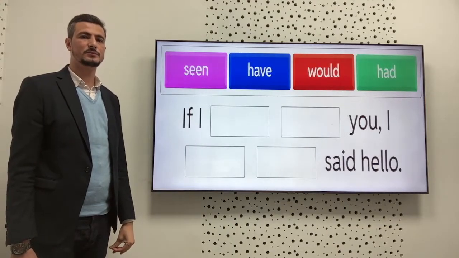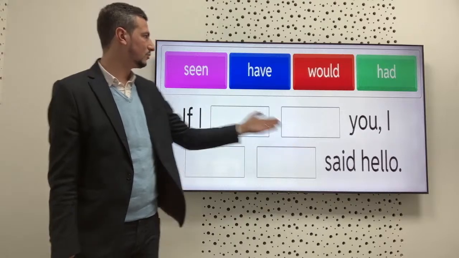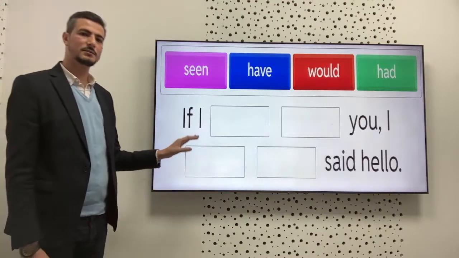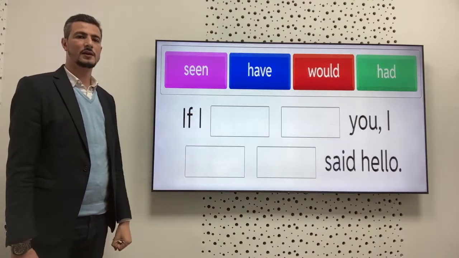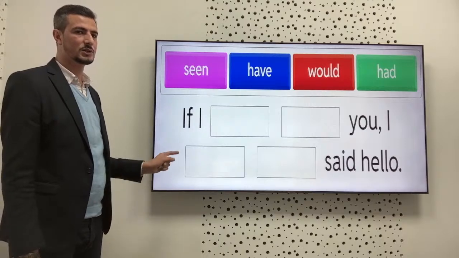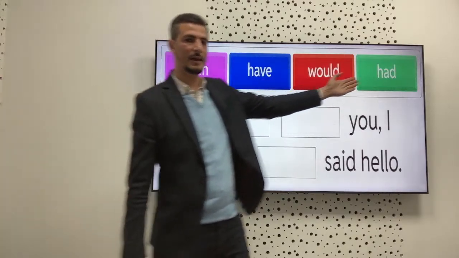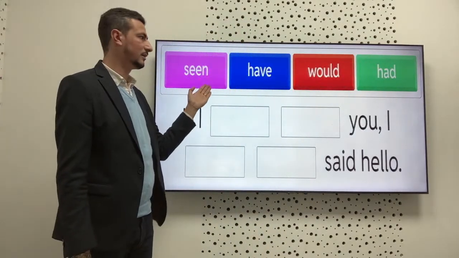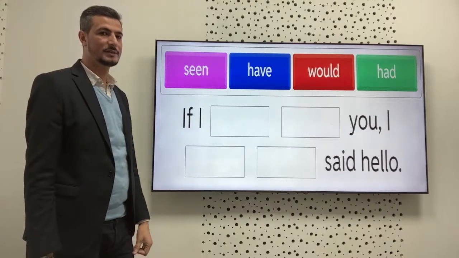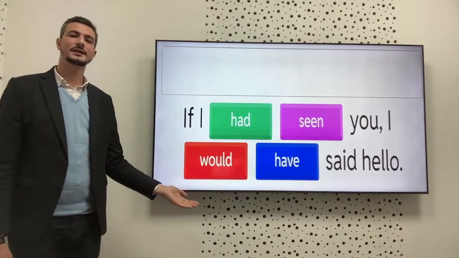The third example, or the fourth, I'm sorry, if I said hello. So in here you have to put these in the right order. Take some time and try to figure this out. The third conditional, we start with past perfect. So if I, past perfect, had seen. If I had seen you, I would have said hello.